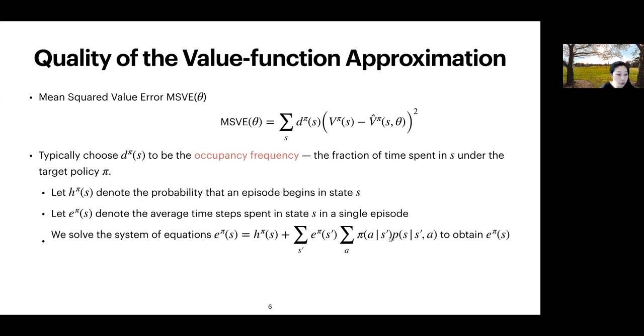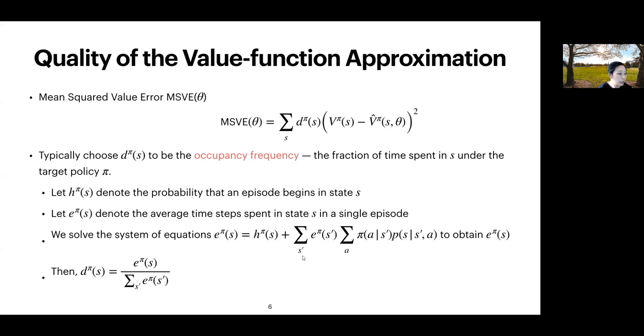But of course, I'm assuming that the transition probability is already known, which is not realistic, right? So that's what I'm saying. As I said earlier, although I wanted to tell you how we would come up with such a d pi of s, in practice, we will not do that. And I'll make clear why in a second.